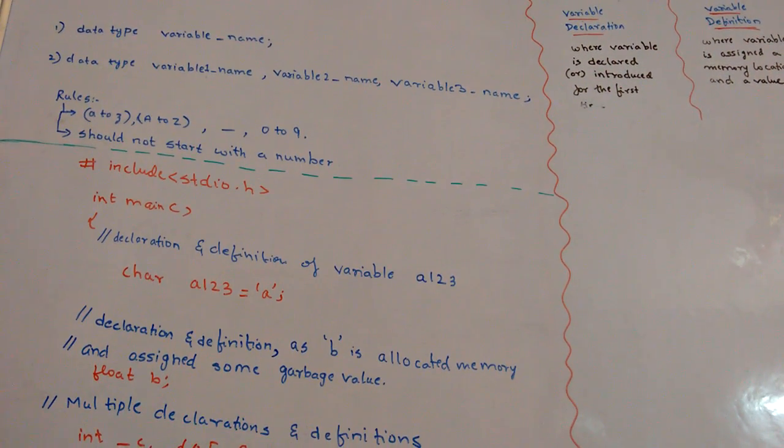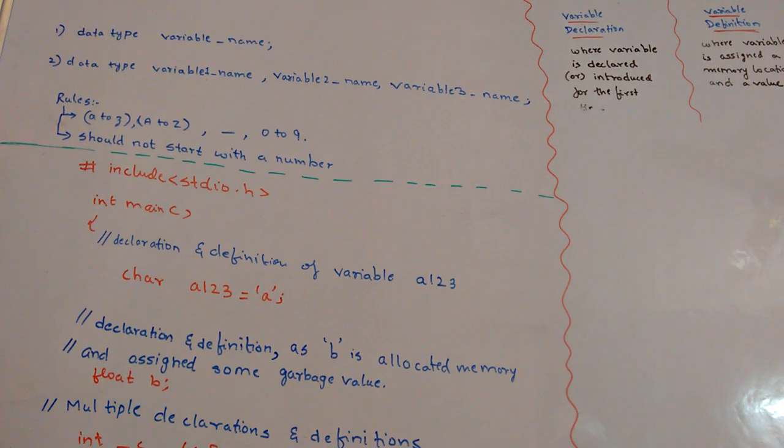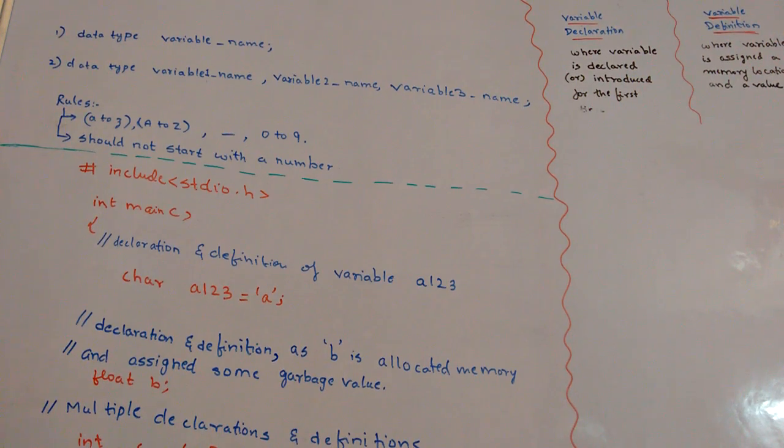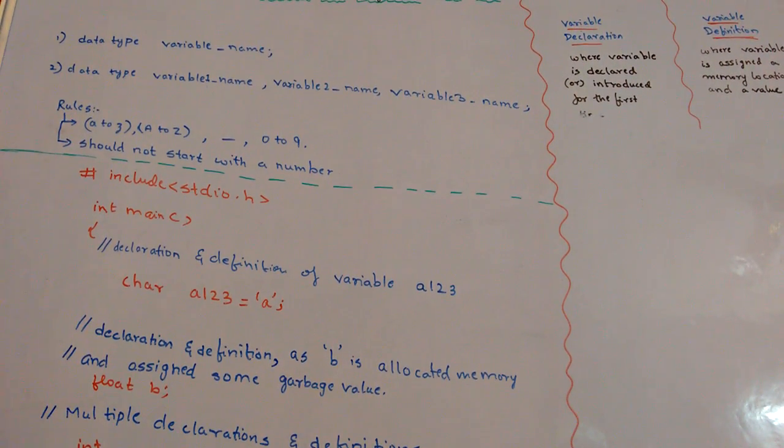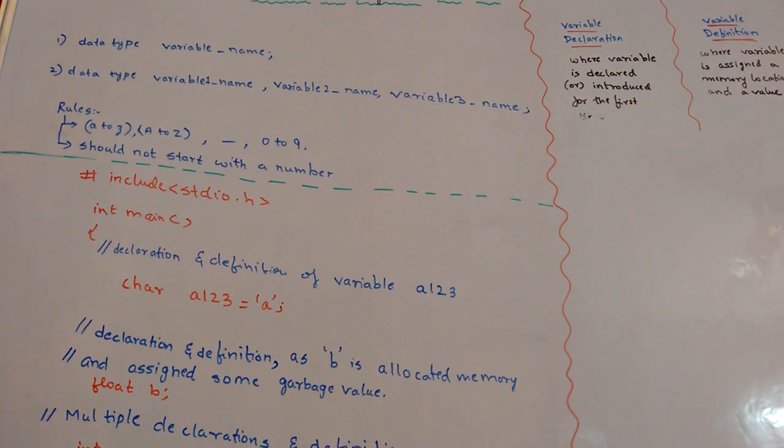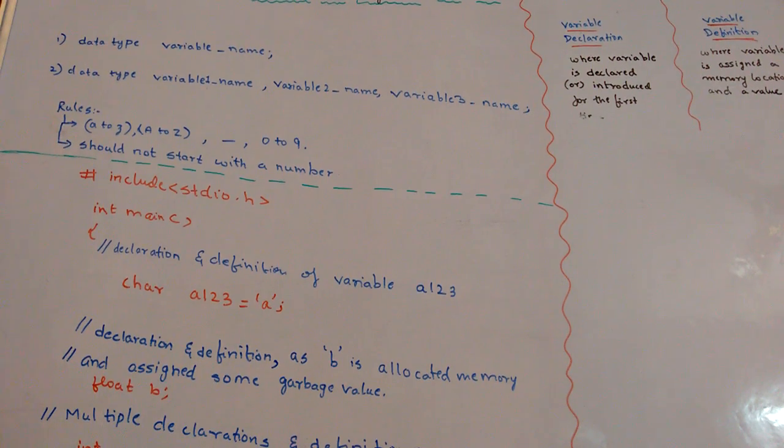Similarly, if I need multiple variables of the same data type, then I would declare it as whatever I have written there, that only I am reading. Data type followed by variable 1 name, variable 2's name, variable 3's name. For example, if I need 3 variables of integer type, I would declare by saying int a, b, c.